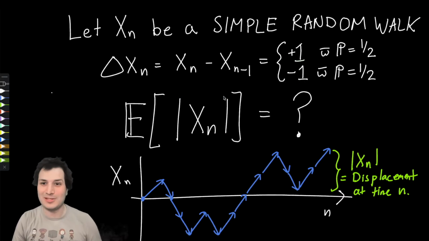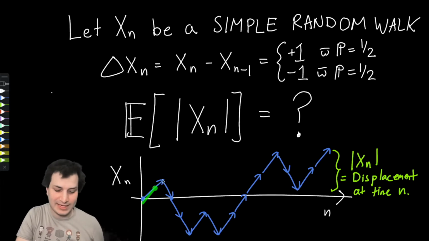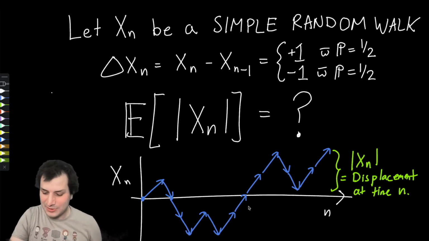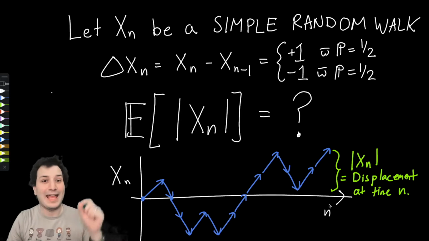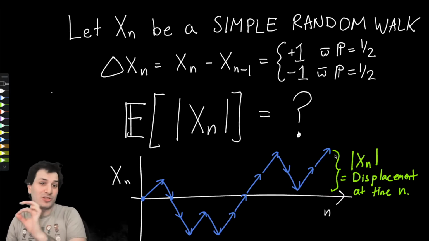And to give you what this means in a picture, here is an example trajectory of the Xn. It's a simple random walk. It takes steps up, it takes steps down. They're equally likely. And after some number of steps, after n steps, it's somewhere. And the absolute value of Xn can be interpreted as how far away you are from where you started at 0.